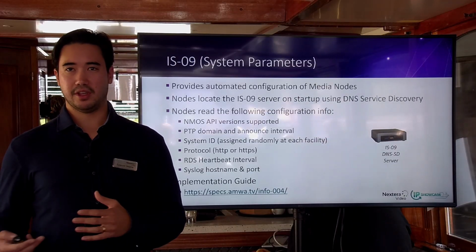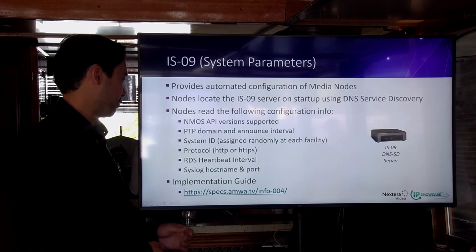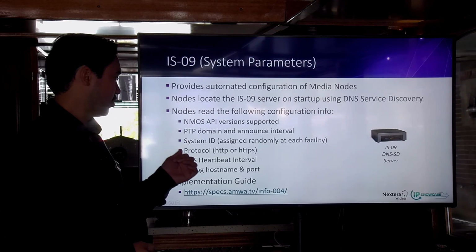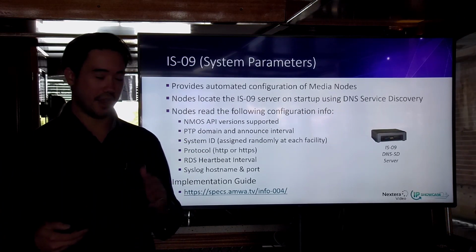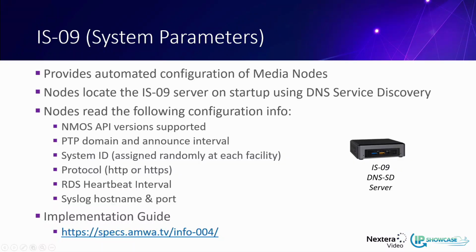So as you know, there's a lot of parameters involved in configuring an IP facility, things like different API versions. You have PTP, domain and announce intervals, different system IDs, lots of different protocols. Wouldn't it be nice if there was an easier way to automate these? Because we want that plug and play functionality. We want to just plug something in and have it work quickly and easily.